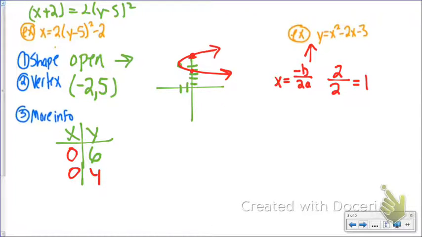Then, in order to find the y-coordinate, sorry about that, I take the x-coordinate and I plug it into my original equation. And that gives me the y-coordinate, which is still -4. So I still get a vertex of 1, -4. So I'm going to go ahead and plot that.